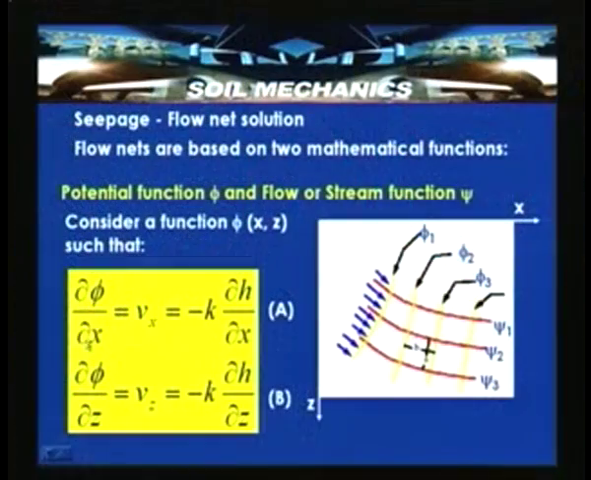So, for that consider a function phi(x,z) such that ∂phi/∂x = Vx = minus k ∂h/∂x. Let us indicate this particular equation as A, and ∂phi/∂z = Vz = minus k ∂h/∂z, which we indicate as B.